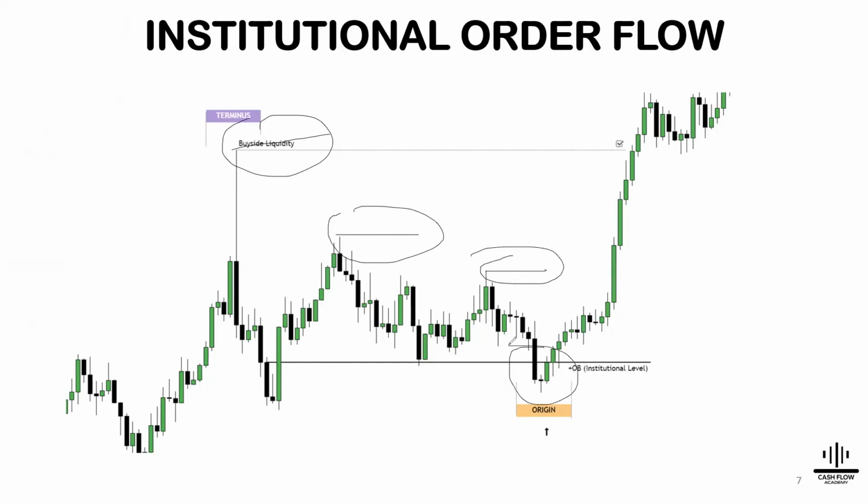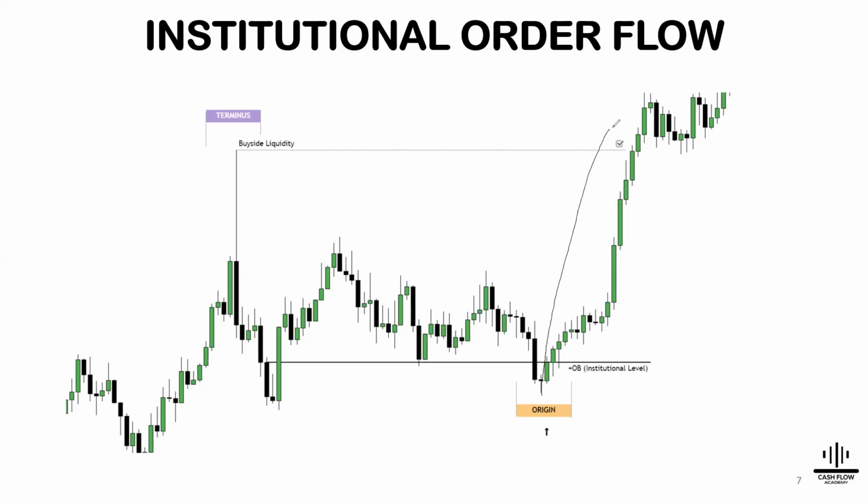So it's very simple. You want to go to a higher time frame to look for institutional levels, anticipating that if price gets to that point, it will rally towards the opposing liquidity, which is what we can find here, the buy side liquidity. And when we find that, we then classify this whole run as a bullish institutional order flow.